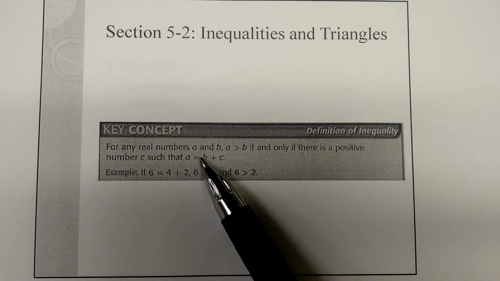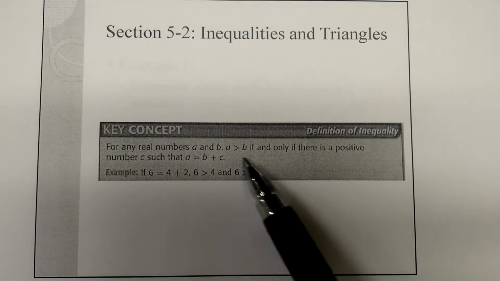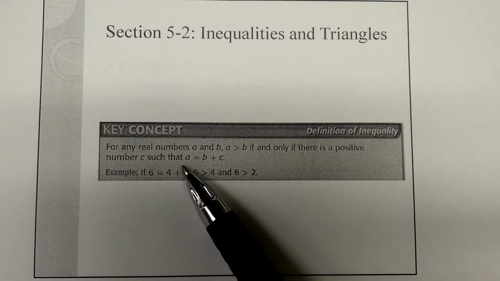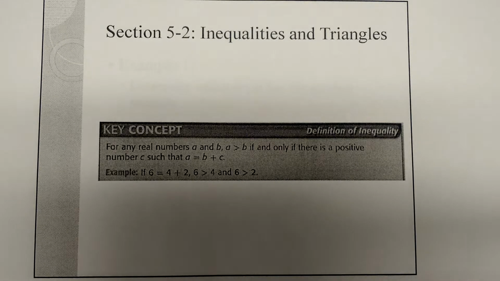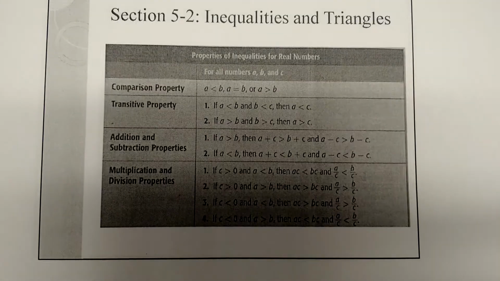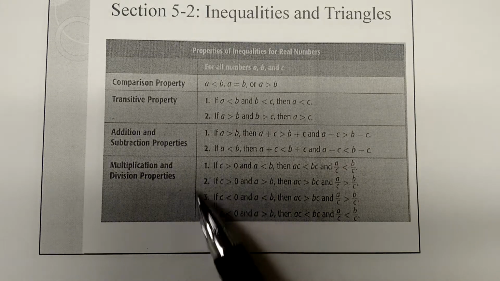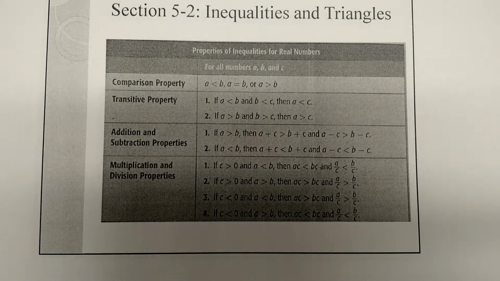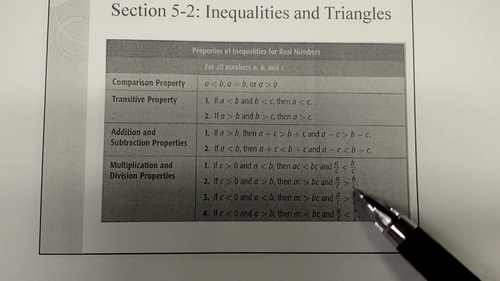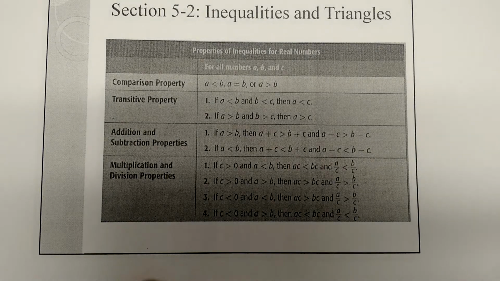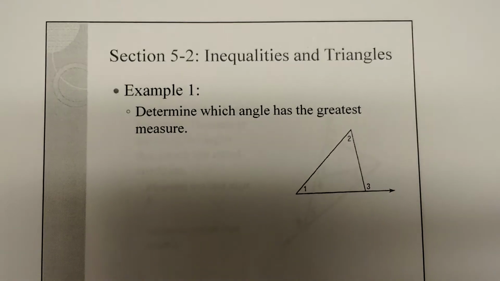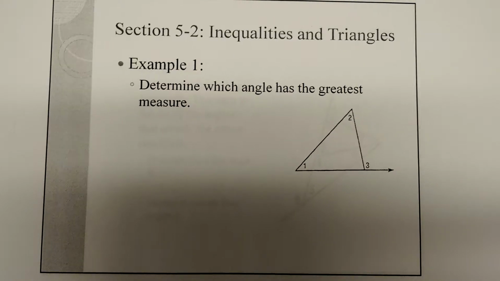So for any two numbers A and B, A is greater than B only if there's some number that if you add it to B, you can get it up to A. So that's the definition of greater than. Down here, we've got just properties for inequalities. So these properties just say that the addition and subtraction properties work for both greater than and less than signs.